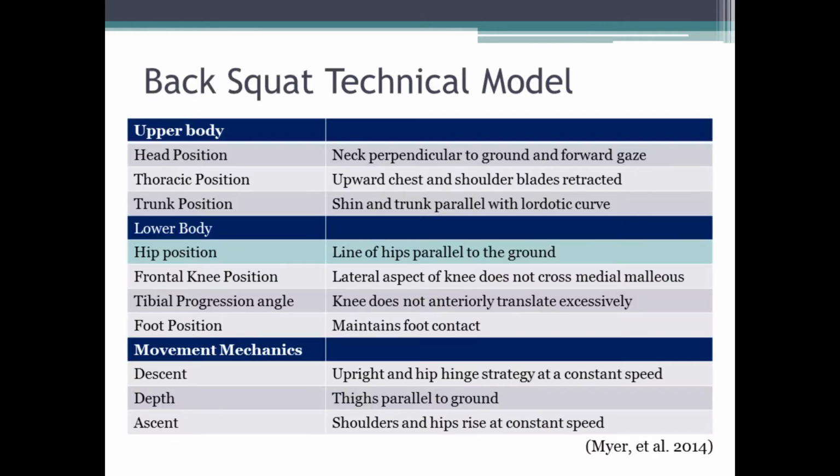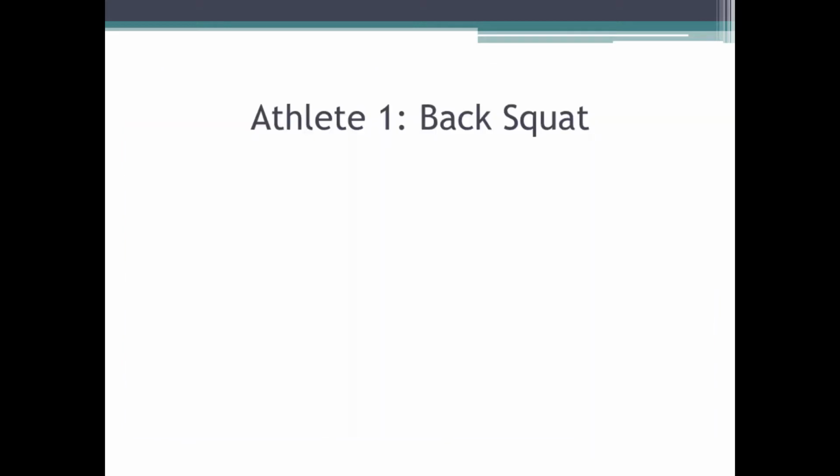For this vlog, I'll be using the technical model provided by Myers et al. 2014 to assess the athlete's execution in the back squat. Using this technical model, I will assess head position, thoracic position, trunk position, hip position, frontal knee position, tibial progression angle, foot position, descent, depth, and ascent.